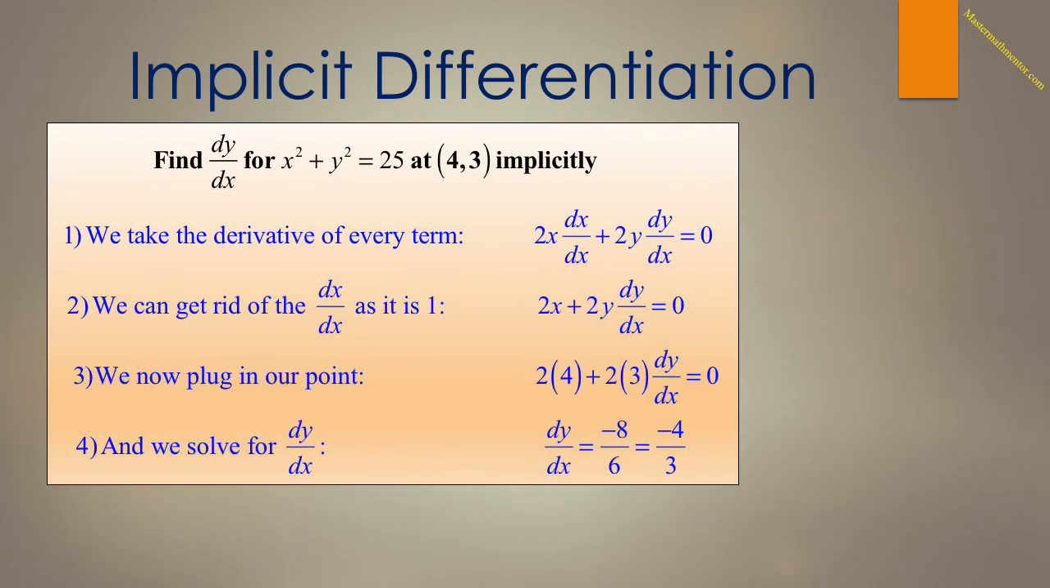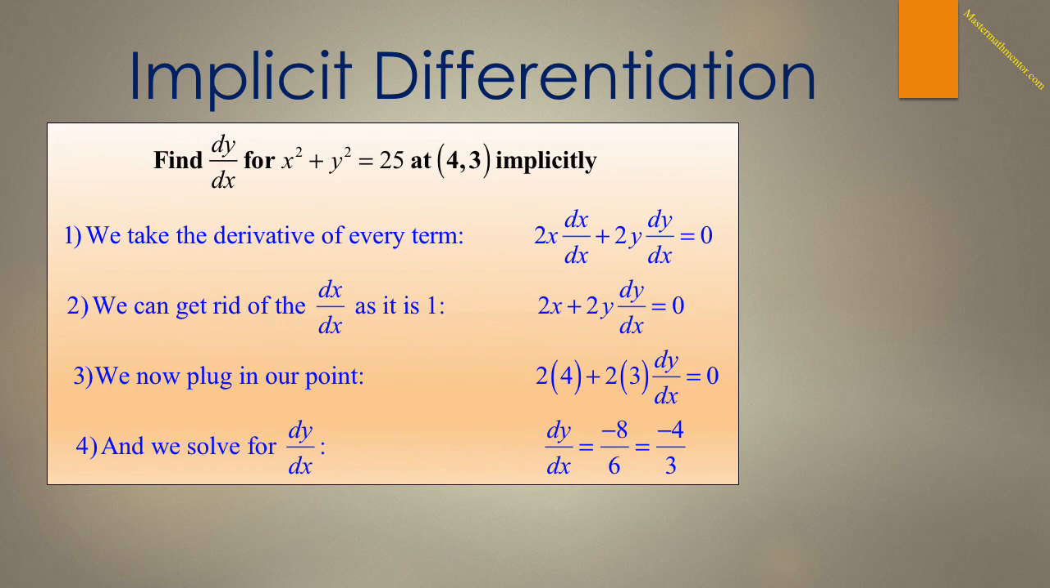So rather than solving for y as we previously did, let's find dy/dx for x squared plus y squared equals 25 at the point (4, 3) implicitly. First step is to take the derivative of each term with respect to x. So we get 2x dx/dx plus 2y dy/dx is equal to 0. In step 2, we can get rid of the dx/dx. Anything over itself is 1. So we have 2x plus 2y dy/dx equals 0.